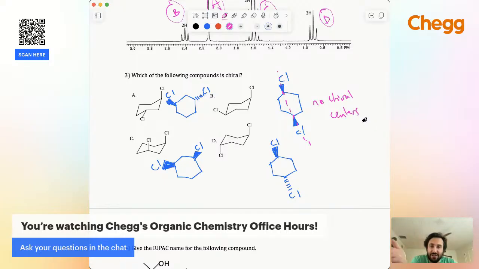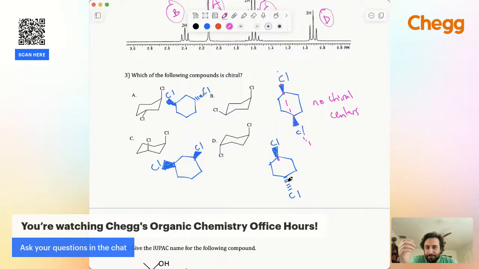If there are no chiral centers, it can't be chiral. That's actually not entirely true. There are some very interesting exceptions. It is possible to be chiral with no chiral centers, but they're very weird molecules that we typically don't go into, and certainly not in OChem 1. So from the perspective of OChem 1, let's just pretend that what I said is true. If there's no chiral centers, it cannot be chiral.